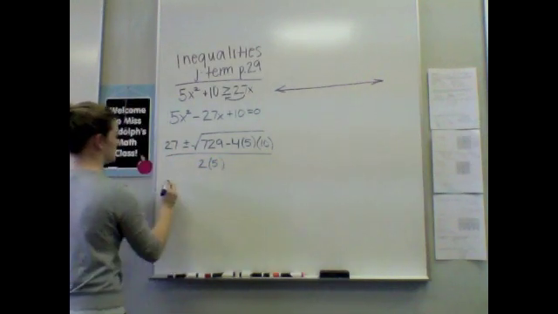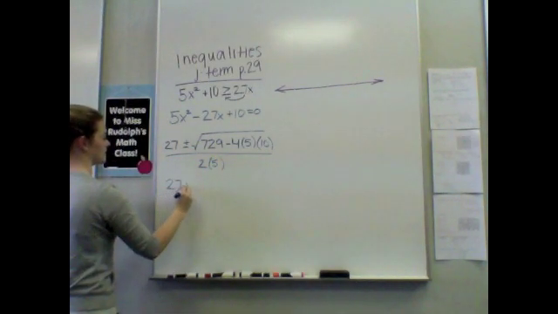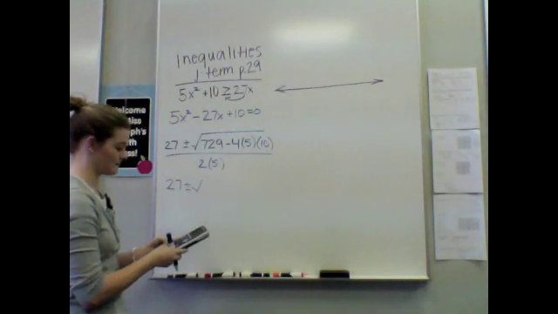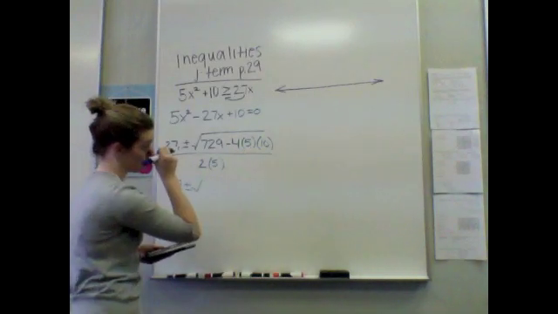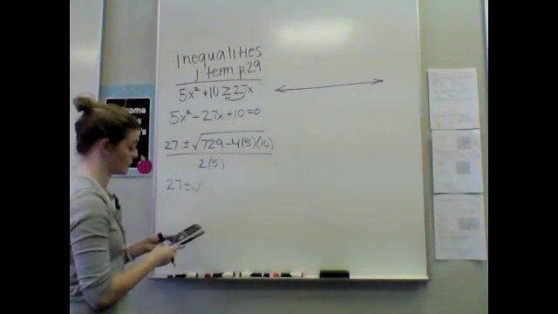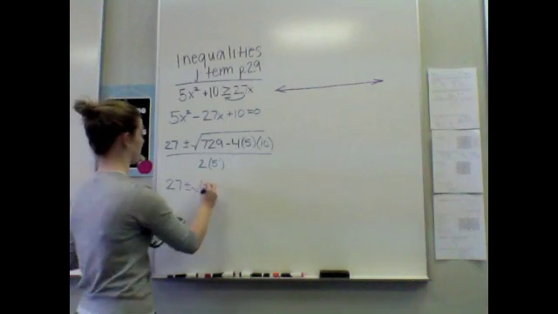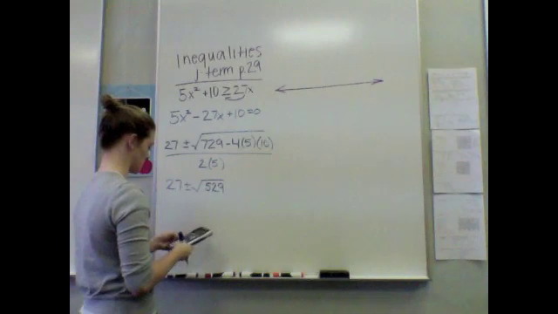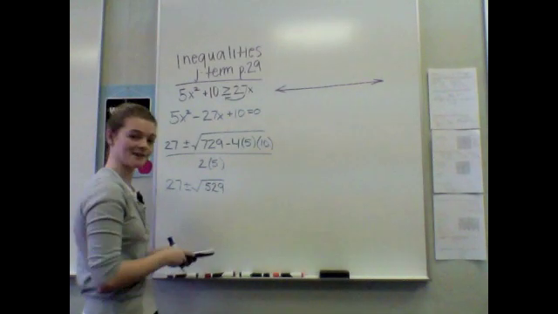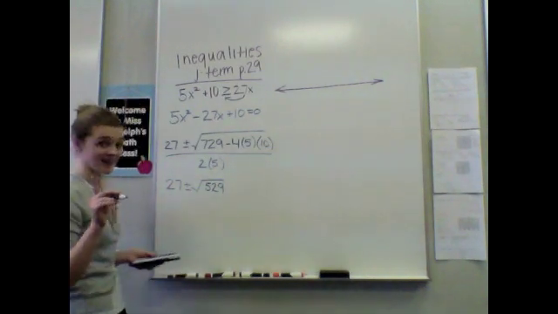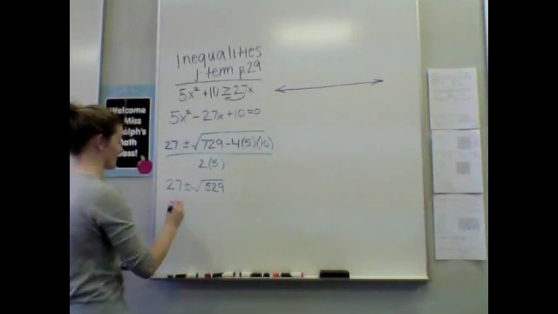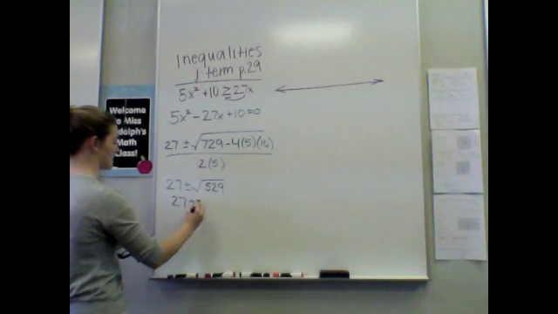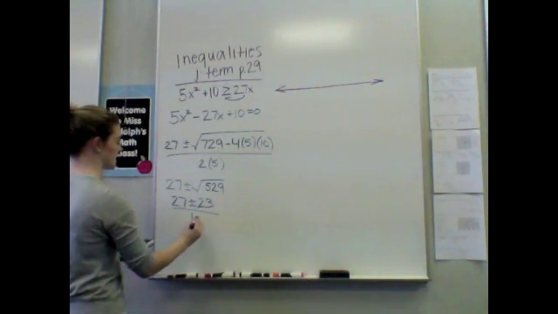All right, so let's start simplifying. We have 27 plus or minus the square root of. So if we type in our calculator, 729 minus 4 times 5, that would be 20, and 20 times 10 is 200. That'll give us 529. All right, so let's see if I can take the square root of 529. Look at that, I can. Always test that first. Sometimes I am nice and I'll give you a nice radical. So the square root of 529 gives us 23. All of this is over 10.